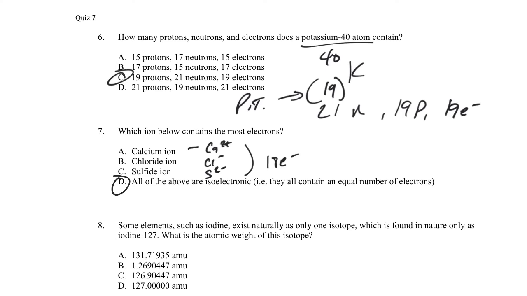Some elements such as iodine exist naturally as one isotope, which is found in nature. For iodine it is iodine-127. What is the atomic weight of this isotope? I'll just go to the periodic table and look at the mass of iodine. And if you look at the mass listed for iodine, it's 126.904. Depending on the periodic table, you might get a few more digits.